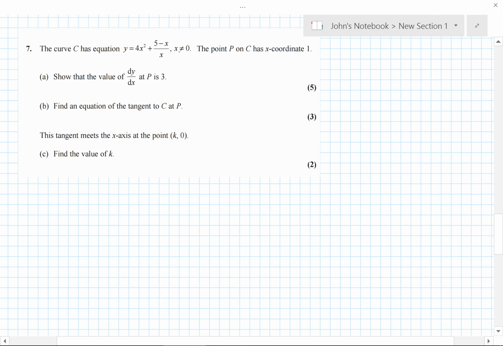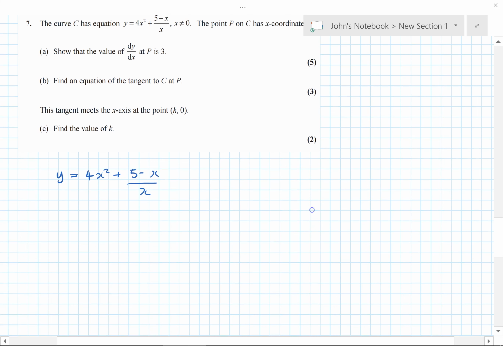This is a differentiation question now. The first thing we're going to need to do is separate out the bit here. So that's y equals 4x squared plus 5 over x minus x over x. So y equals 4x squared plus 5x to the minus 1, minus 1.